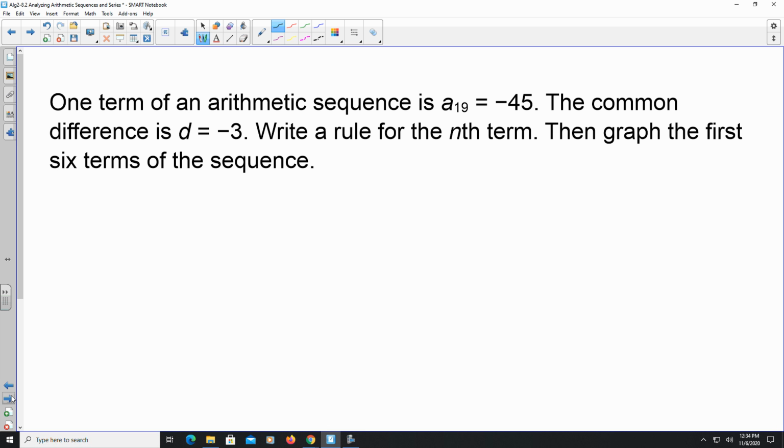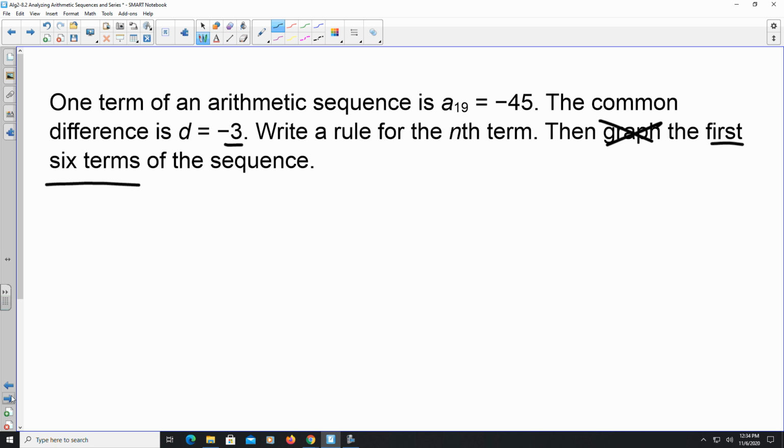Okay, so now here, they're telling you that one term of an arithmetic sequence, a sub 19, is equal to negative 45. They're telling you that the common difference is negative 3. They want us to write a rule for the nth term, and then graph the first 6 terms of the sequence. All right, I'm not worried about graphing, but we will find the first 6 terms of the sequence.